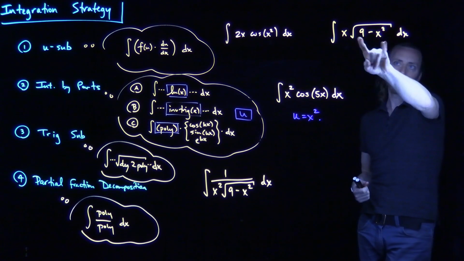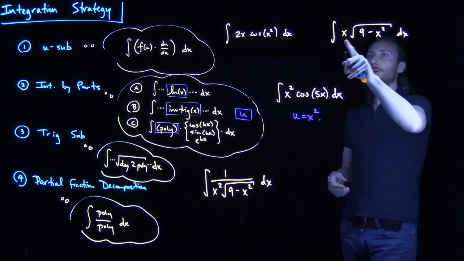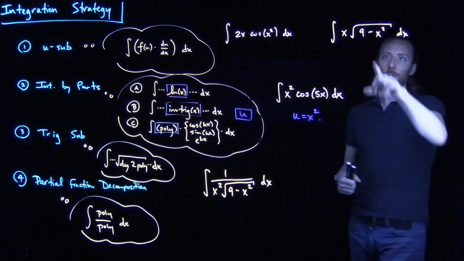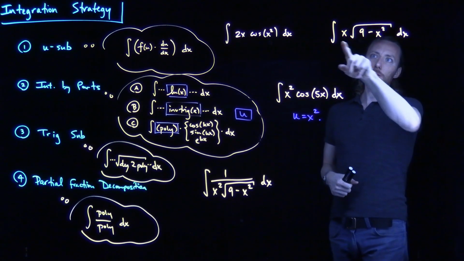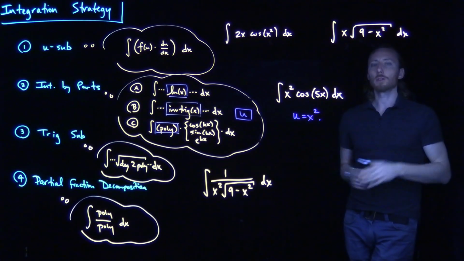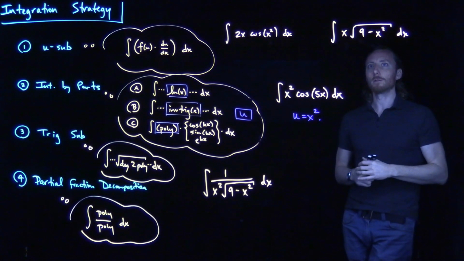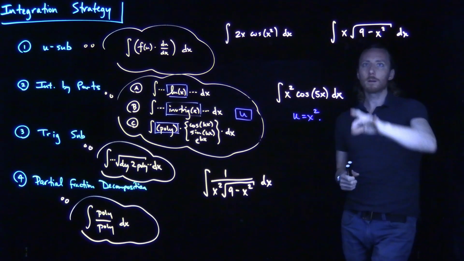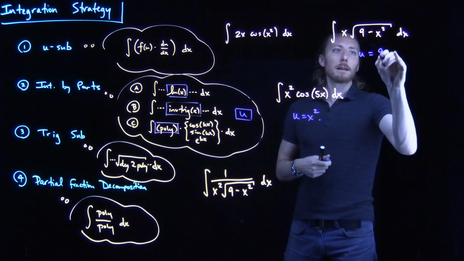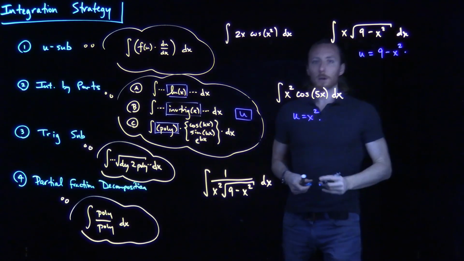The inside function is just the 9 minus x squared, and the derivative of that inside function, while not exactly appearing, appears as a constant multiple. The derivative of our inside function here would be minus 2x, and of course minus 2x doesn't show up, but it more or less does with just a constant multiple of minus 2 factored out. And so hey, we could apply u sub to this here with u equals 9 minus x squared, and that would work out quite beautifully.